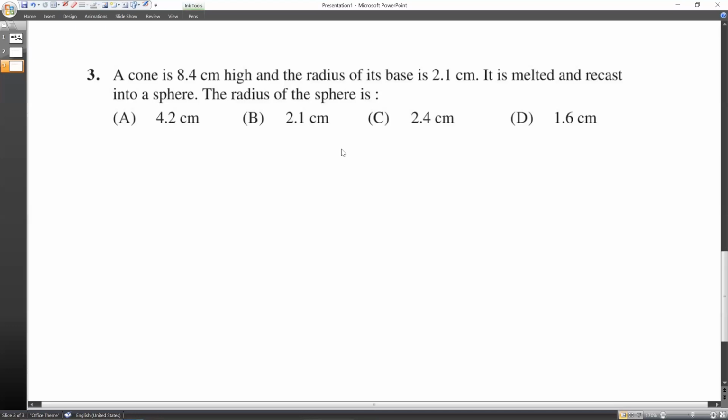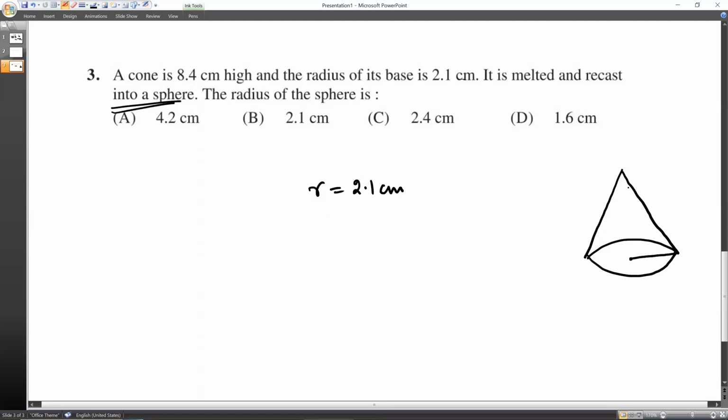So Alvina, do this one. A cone is 8.5 centimeter high and its radius of base is 2.1 centimeter. So if there is a cone, okay, cone is like this. Got it? And its radius of base is given to you. So this is the radius of base, that is 2.1 centimeter, and it is melted and recast into a sphere. Then the radius of the sphere, what it will be?